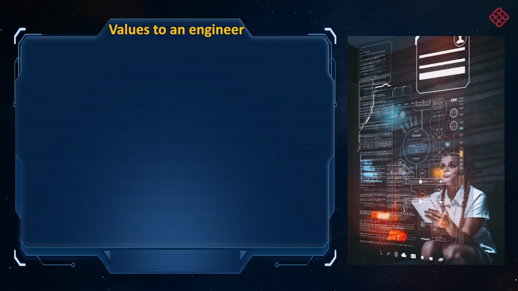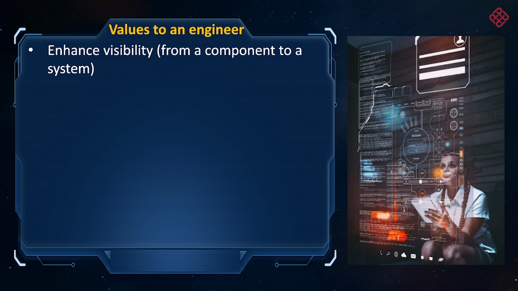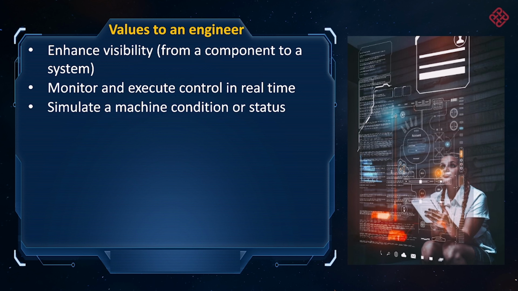What are the values to an engineer, assuming that we have successfully developed and deployed a digital twin system? Well, there are multiple very exciting benefits indeed. Firstly, it enhances visibility across the entire system, visibility across different facets of a particular part or a particular product. It enables the engineer or the assigned professionals to have a full-time monitoring and execution status over the entire system, and it's happening in real time.